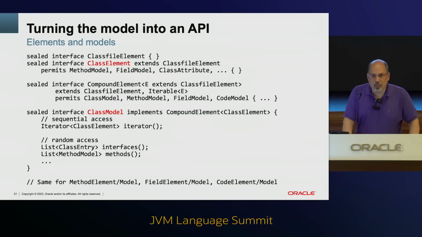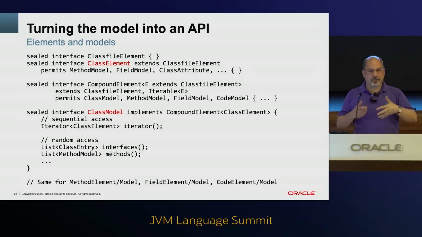And then we pretty much mechanically turned it into an API. And so for each interesting kind of entity, classes, fields, methods, method bodies, there's an element abstraction. It's class element, method element, field element, etc. There's a sealed type that describes what those are. There is a type which we call compound element, which is an interface that says, this thing is an element of something, but it also has its own elements. So like a method is an element of a class, but it also has its own elements, attributes, etc.